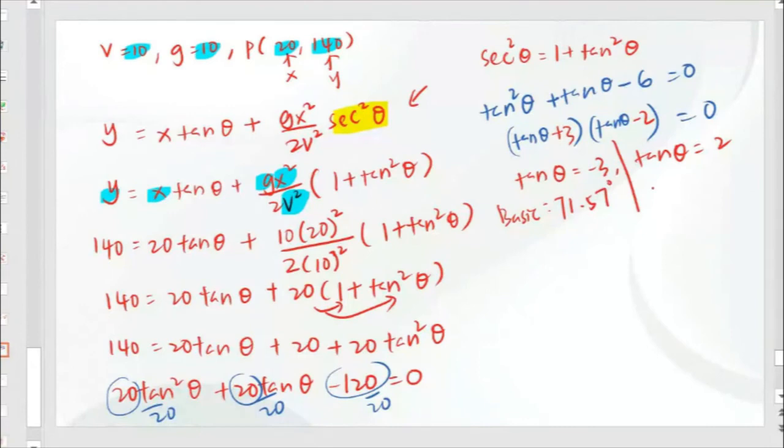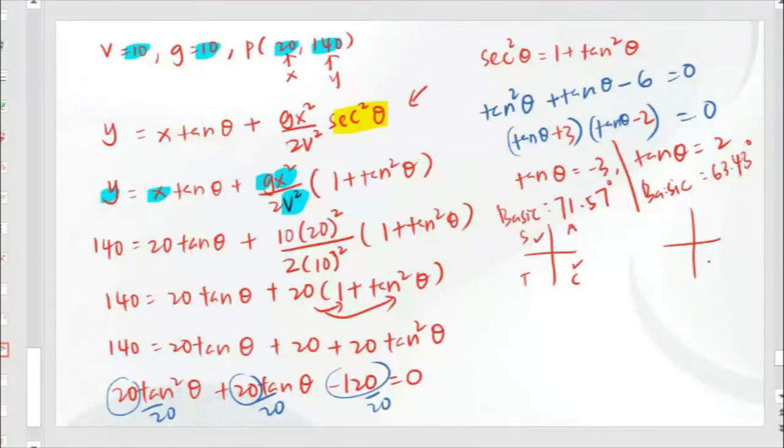Then the basic angle for shift tangent 2 is 63.43 degree. Then after this, we look at here. This is negative, right? So we have to determine which quadrant it will be located in. The first one, all students take calculus, negative. Negative will be in which quadrant? Tangent, second and fourth, right?